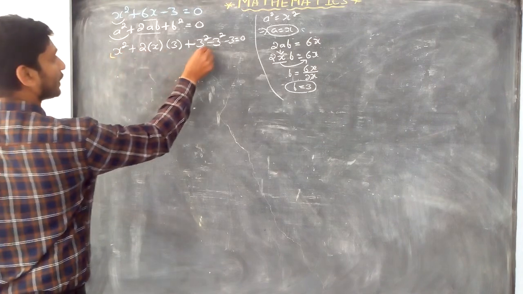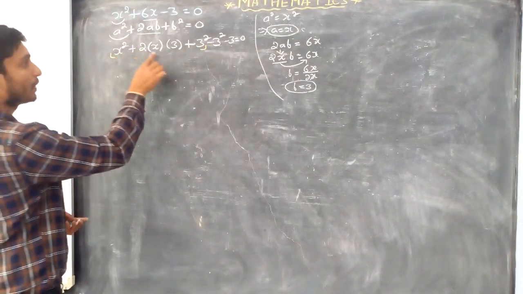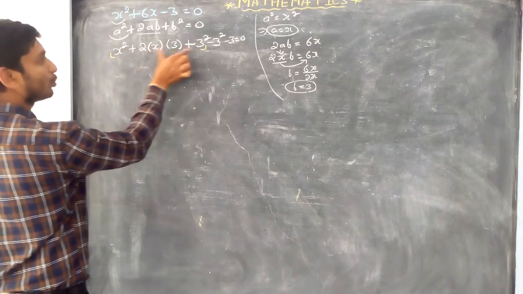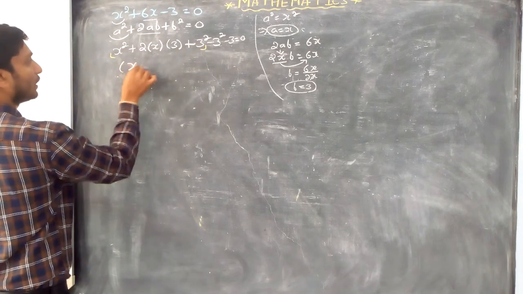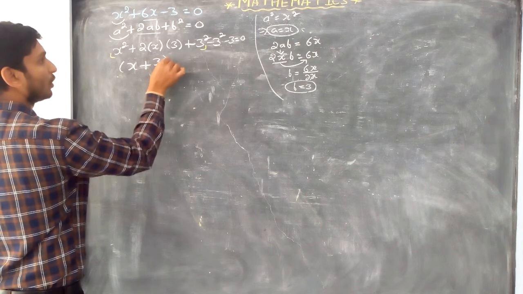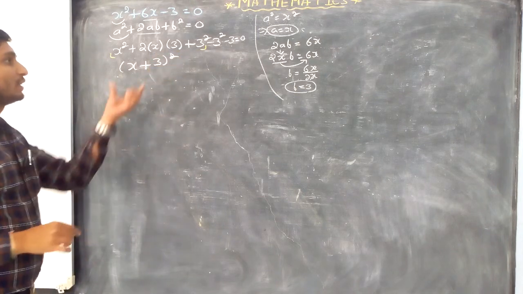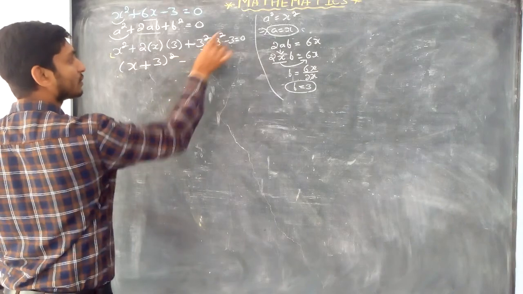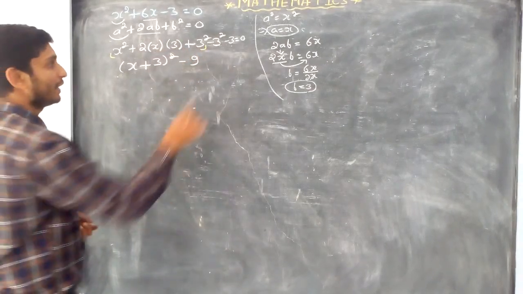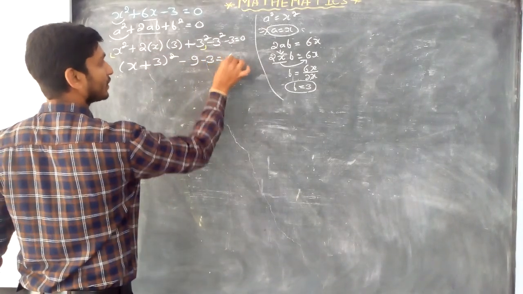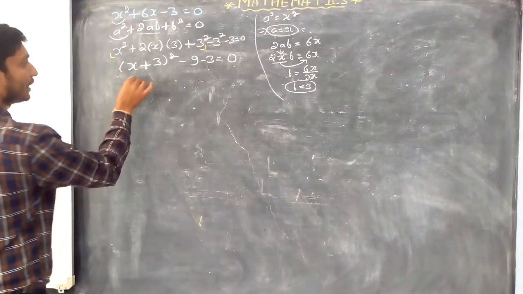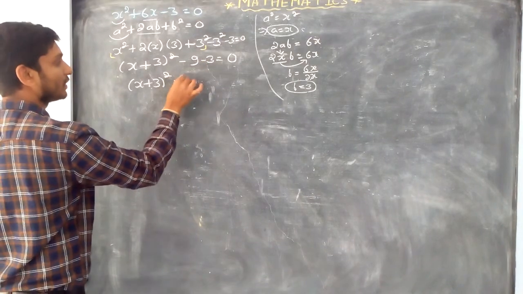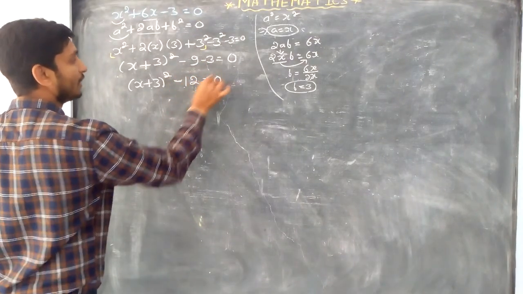We can factorize this. You have a square plus 2ab plus b square. What is the factorization of a square plus 2ab plus b square? It is a plus b whole square. Is it right? Yes, it is a plus b whole square. Now minus, what is 3 square? 3 square is 3 3s, 9. Minus 3 is there, right? Minus 3 equals 0. Let us simplify further. X plus 3 whole square minus 9 minus 3 means it is minus 12 equals 0.